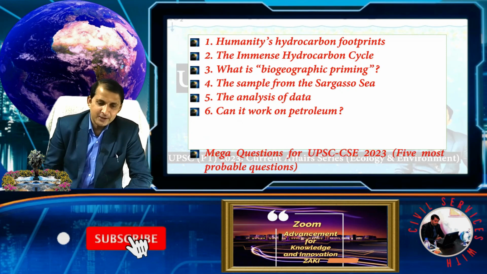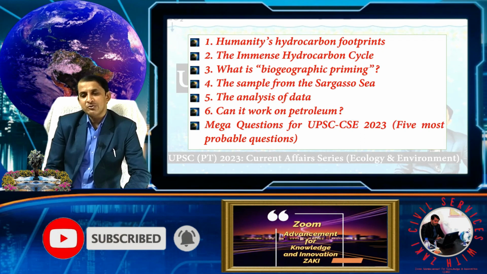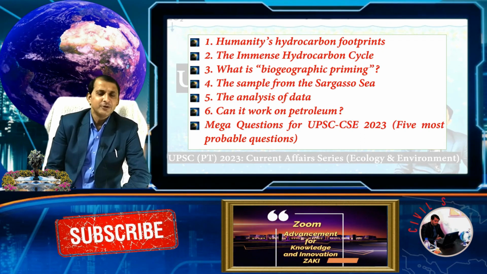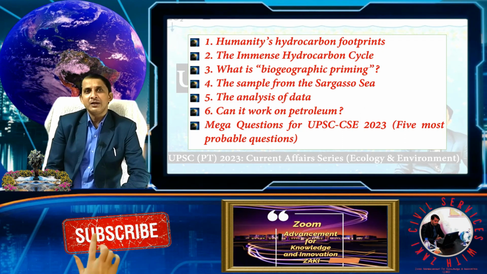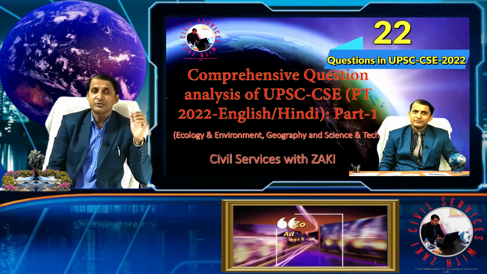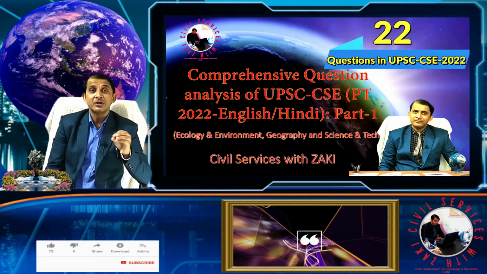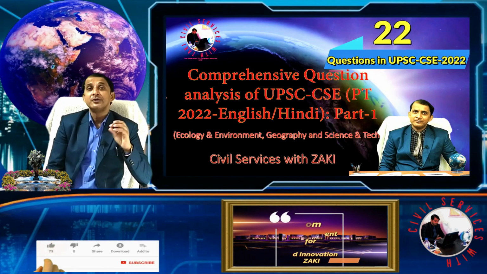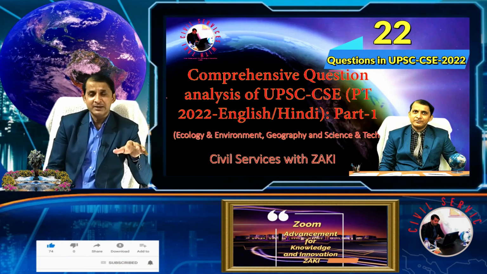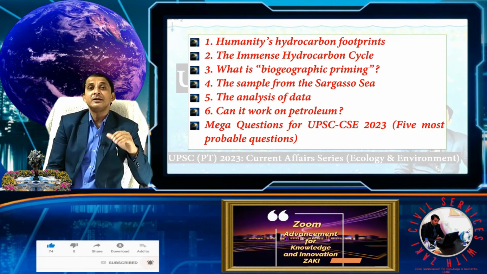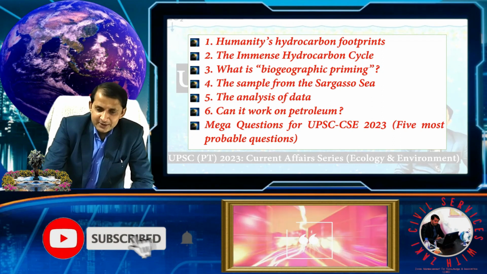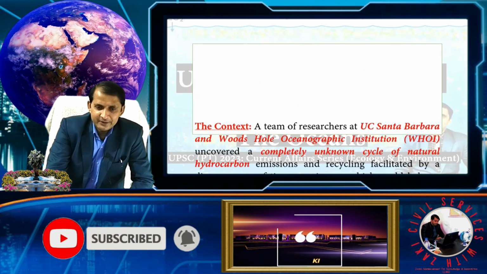And finally, the mega question for UPSC-CSE 2023, the five most probable questions for the UPSC. As you know, in the previous year there were 22 direct questions from our video. That's why these questions are very significant for the UPSC prelims. If you are appearing this year on 28th May, then this is very significant for you. So let's move forward and see the context.